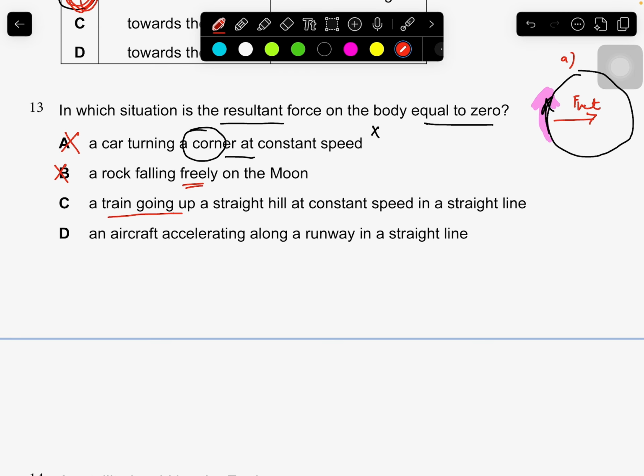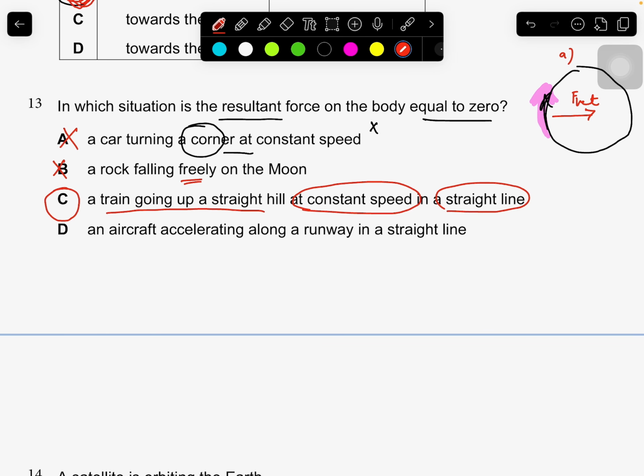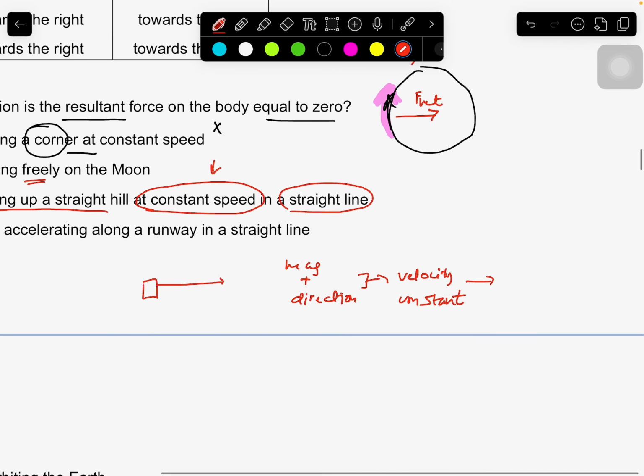C, a train going up a straight hill at a constant speed in a straight line. So this is your right option. Why? Because the train is moving in a straight line, so its direction is constant, and it's going at a constant speed. So the magnitude plus direction is not changing. That means the velocity is constant, and if the velocity is constant, its acceleration is zero. Because acceleration is just change in velocity over time. If there's no change, then acceleration is zero.